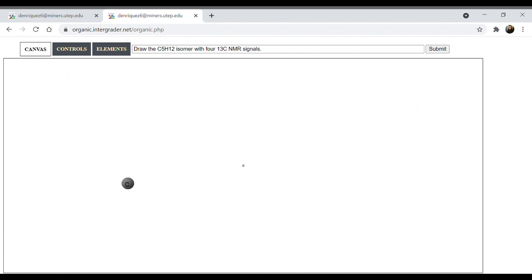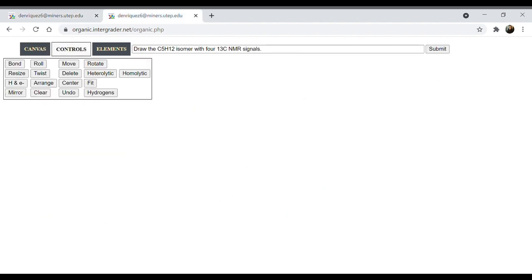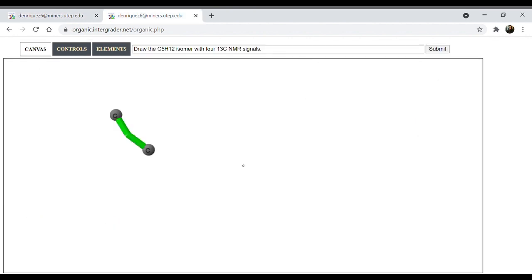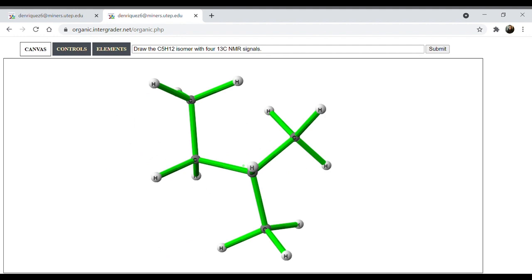So 5, I'll draw my 5 carbons. And then it has 4 signals, so I'm actually going to go over here, and I see right away 4 signals, 1, 2, 3, 4, 5 carbons. So I'm going to go ahead and use this one. I'm going to clear it because, yeah, okay. 4, 5. This one's pretty easy, just because we have that chart over there. So I didn't have to worry about the methylenes here because it didn't say anything about the DEPT.